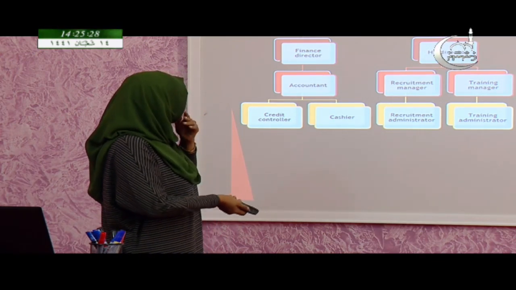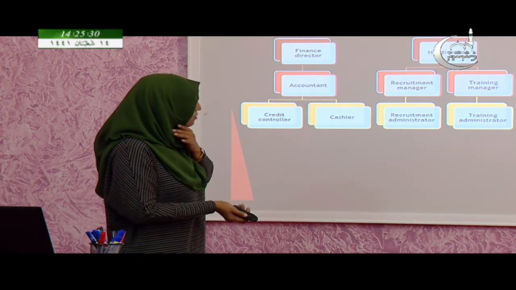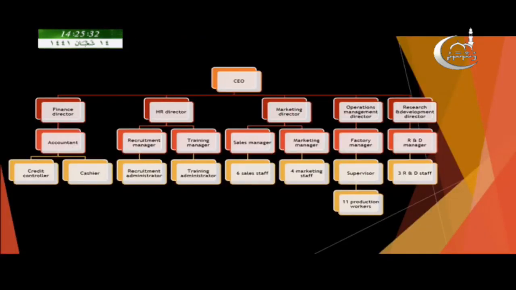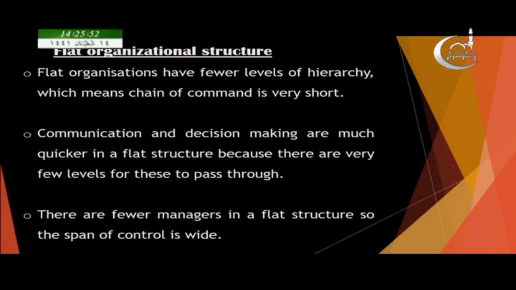For example, I am asking you, what is the span of control of the accountant? The span of control of the accountant is the credit controller and cashier. So only 2 persons are here. Each manager has few workers. That means it is a narrow span of control. So students, don't confuse wide span of control with narrow span of control.